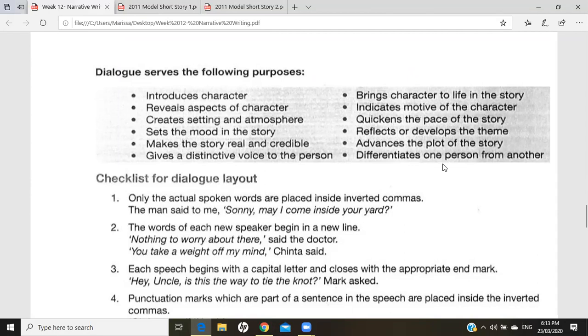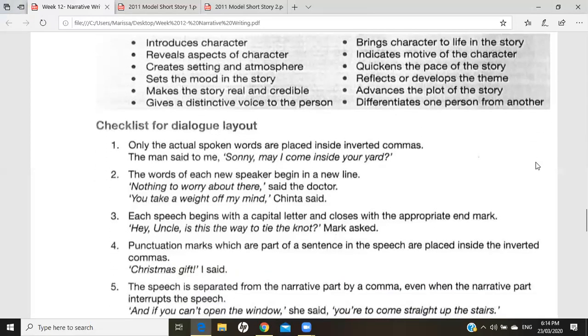And it also differentiates one person from another. This is the same thing as distinctive voice, because by what the characters say, you'll be able to recognize them. Sometimes in movies, when you're not seeing a character, but you hear a word that they use, or you hear the tone of voice, and then you know that, wow, this is this character speaking without you even seeing them. So it gives a distinction to characters, and it helps you to differentiate characters, depending on what they say or how they say it.